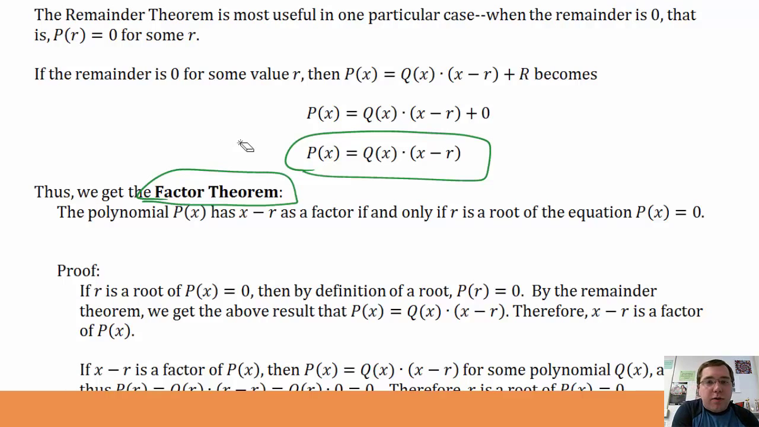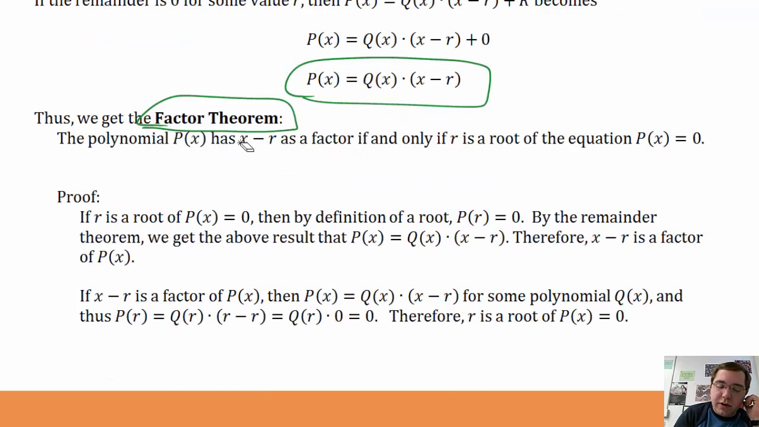Being a factor, remember, means that it divides evenly into it. So it divides into it in a way that gives us no remainder. So this makes sense. And it's an if and only if. So if you remember from geometry, an if and only if is a biconditional. It goes both directions. So I need to prove both directions.